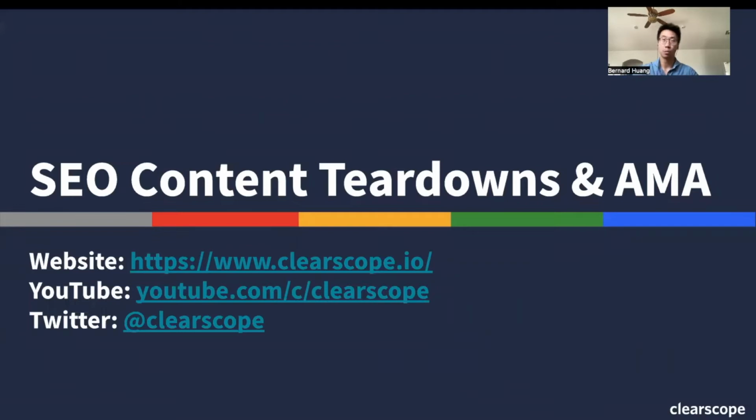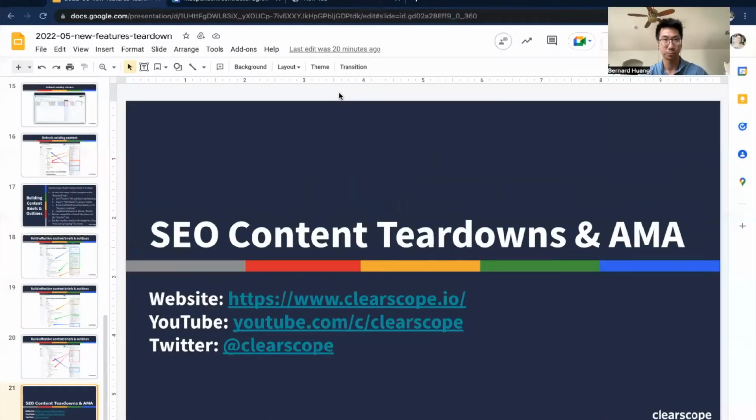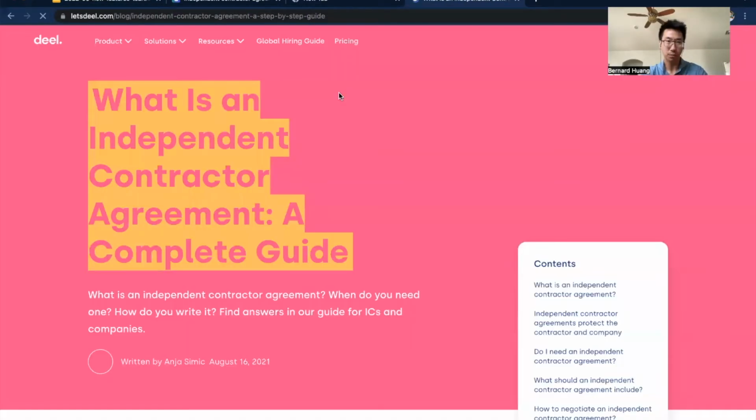Cool. So in this section, we're going to move into a combination of questions that we've sourced, questions that come from you live, and SEO content teardowns. To start, we have an SEO content teardown for Let's Deel. They specifically have a piece of content that they want to rank better for, which is this one over here. So let's open this up right here.